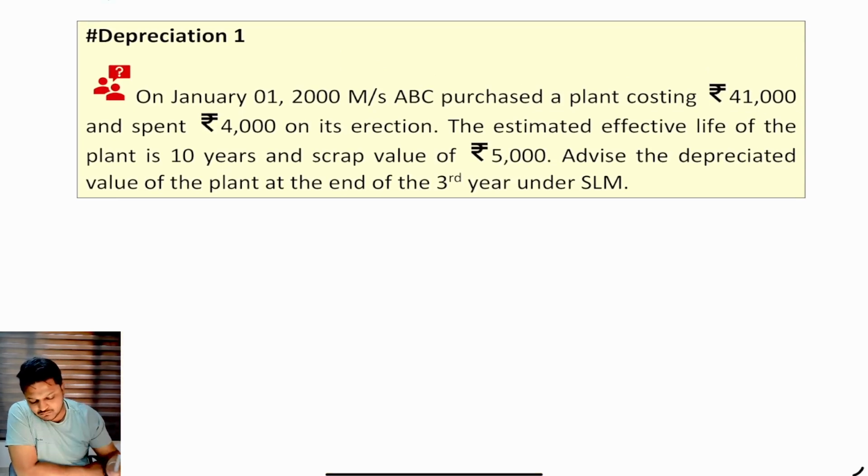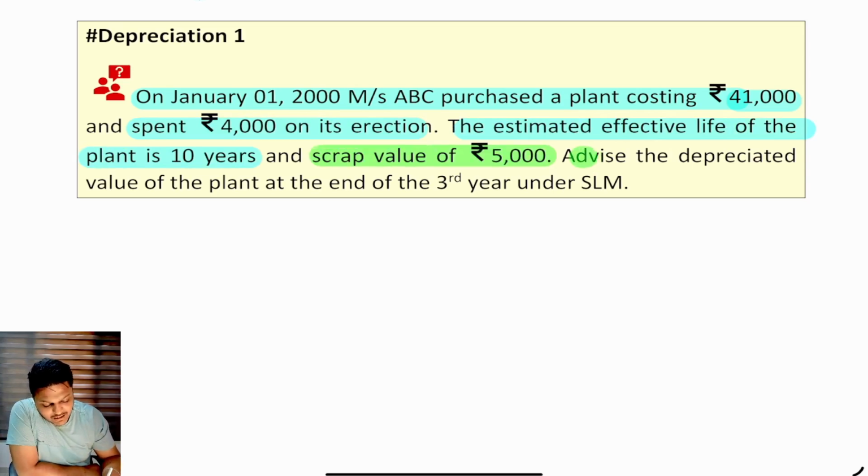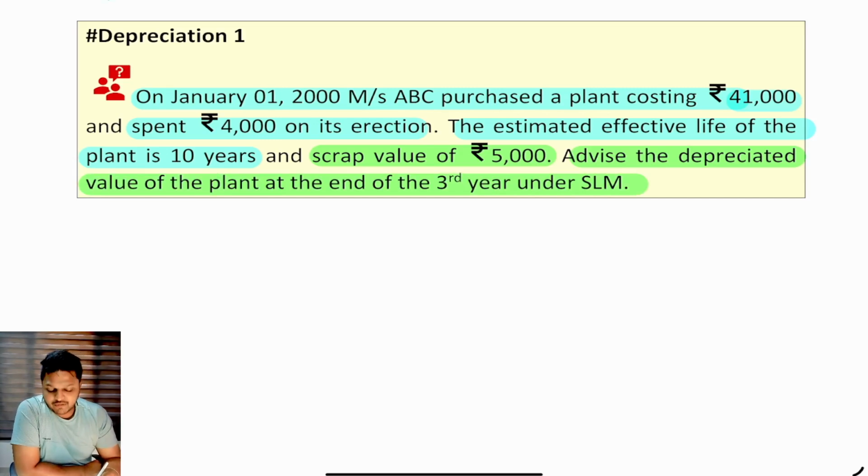Okay, so here is a scenario. On January 1, 2000, Messrs. ABC purchased a plant costing rupees 41,000 and spent 4,000 on its erection. The estimated effective life of the plant is given to be 10 years. The scrap value is given to be 5,000 rupees. Advise the depreciated value of the plant at the end of the third year under the straight line method of depreciation. Very easy question, right?